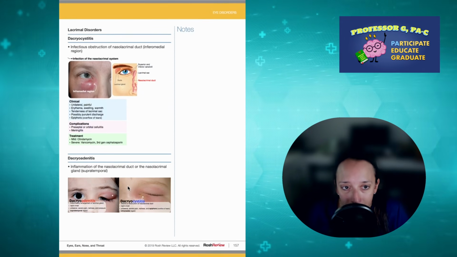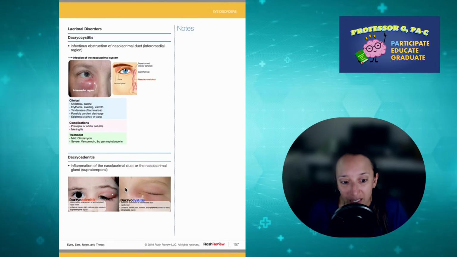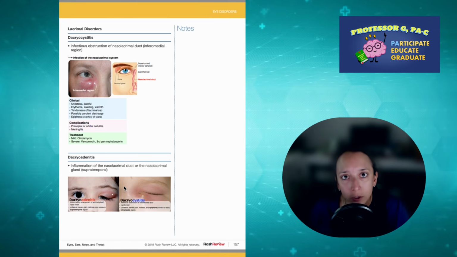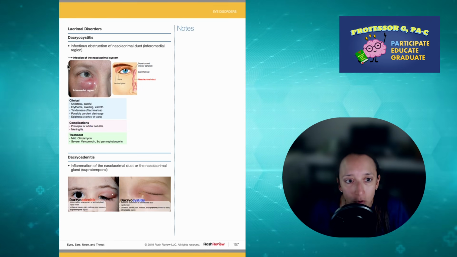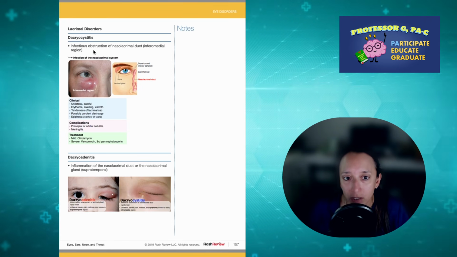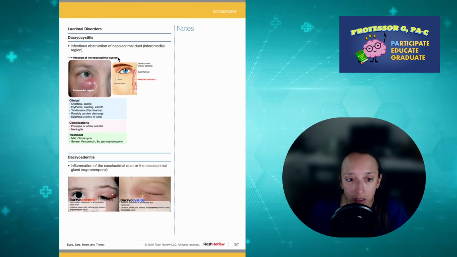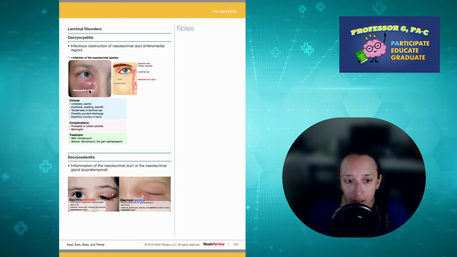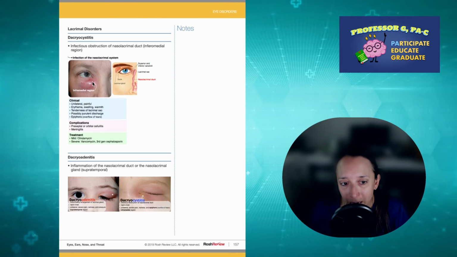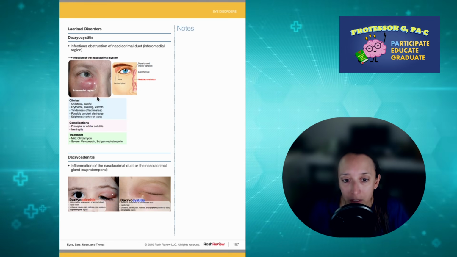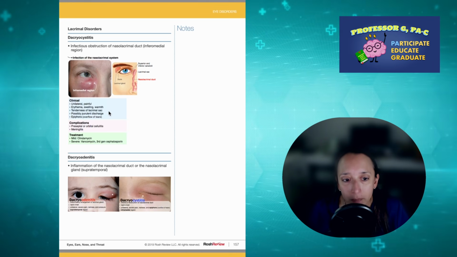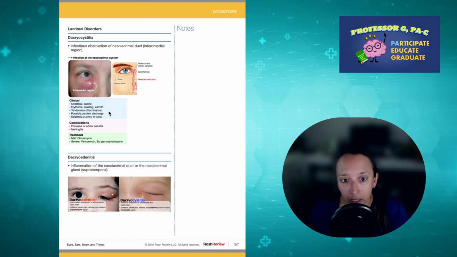All right, next up are the lacrimal disorders. So we have dacryocystitis and dacryoadenitis, another good compare and contrast. So dacryocystitis is infectious obstruction of the nasolacrimal duct, which is going to be on the nasal aspect. So the duct is what's carrying our tears and emptying them into the nose. It's usually going to be unilateral. We see it really often in kiddos.